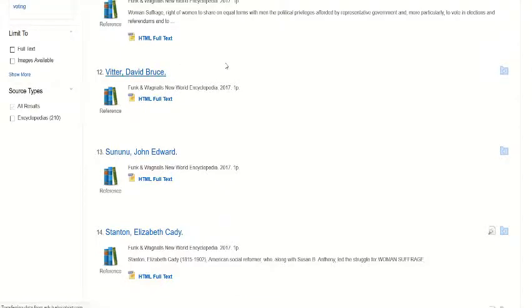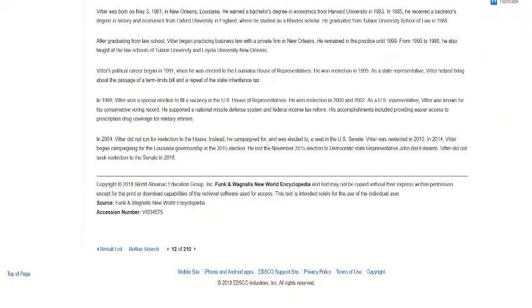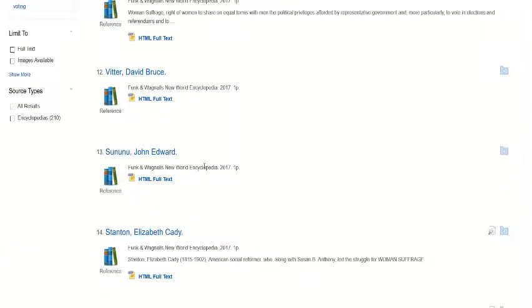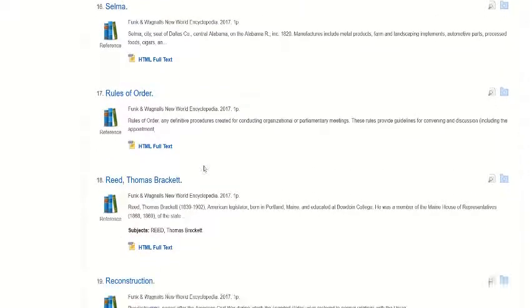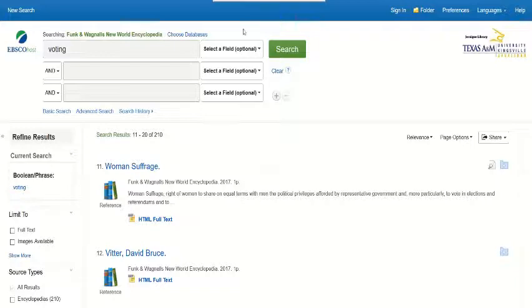So let's see who David Bruce Vitter is. He's a member of the United States Senate. Let's see, where does voting come in? Maybe it's just that he was elected. He has a conservative voting record. That's probably where the term voting came from. So again, as with any search engine, not everything that comes back will be a useful source. But you can see again, lots of different things coming up, historical, different names, some relevant to our research, some not.